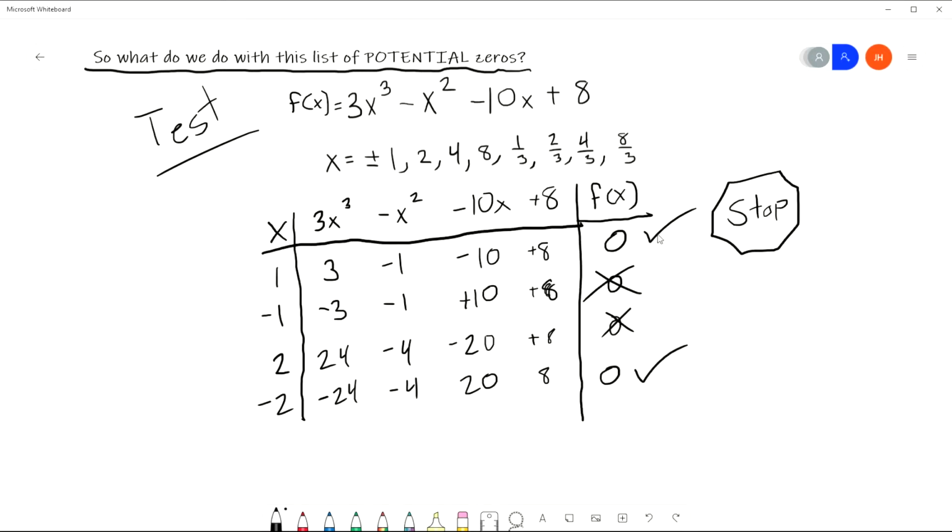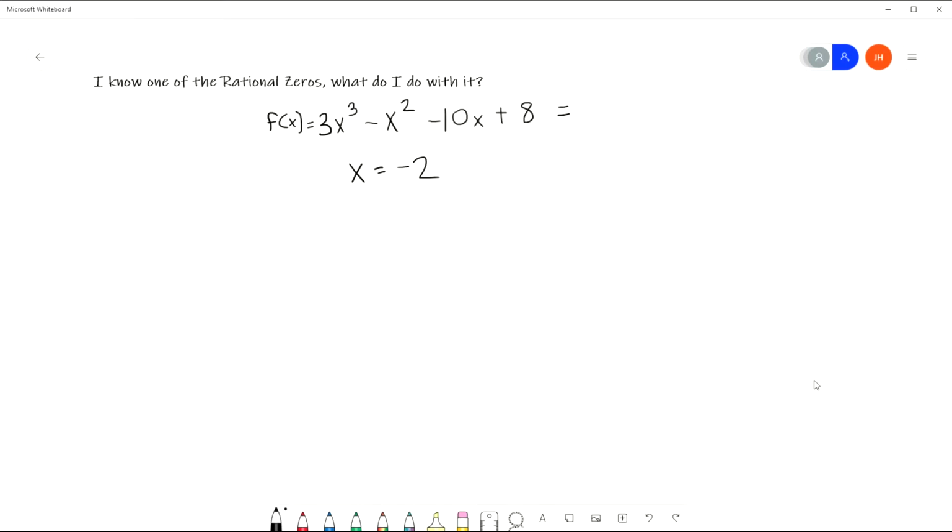Let's just assume for now that we didn't see the other ones. We're going to stick with this guy. Awesome. We found one of the x values, one of these rational zeros, which works. It's -2. So now I'm going to stop because I found one and go on to the next step. All right, so I know one of the rational zeros. What do I do with it?